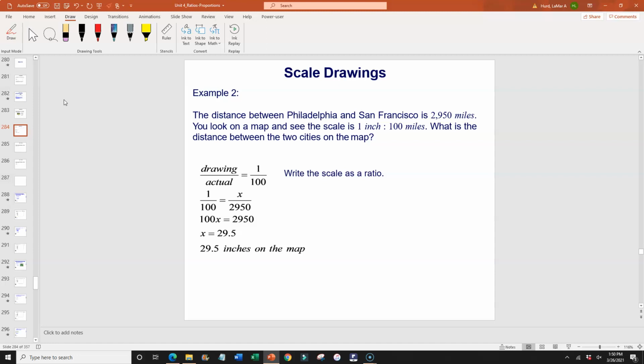We have 100x equals 2,950. We do the inverse. We reverse that multiplication of 100 and x by dividing by 100 on both sides. And that gives us 29.5. So there's 29.5 inches on the map. Okay, last example.